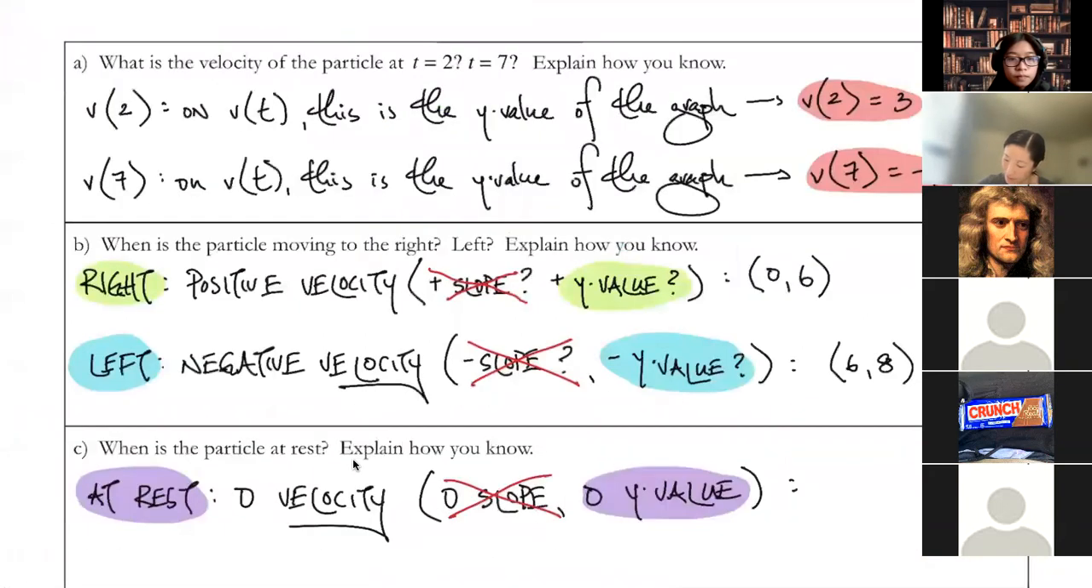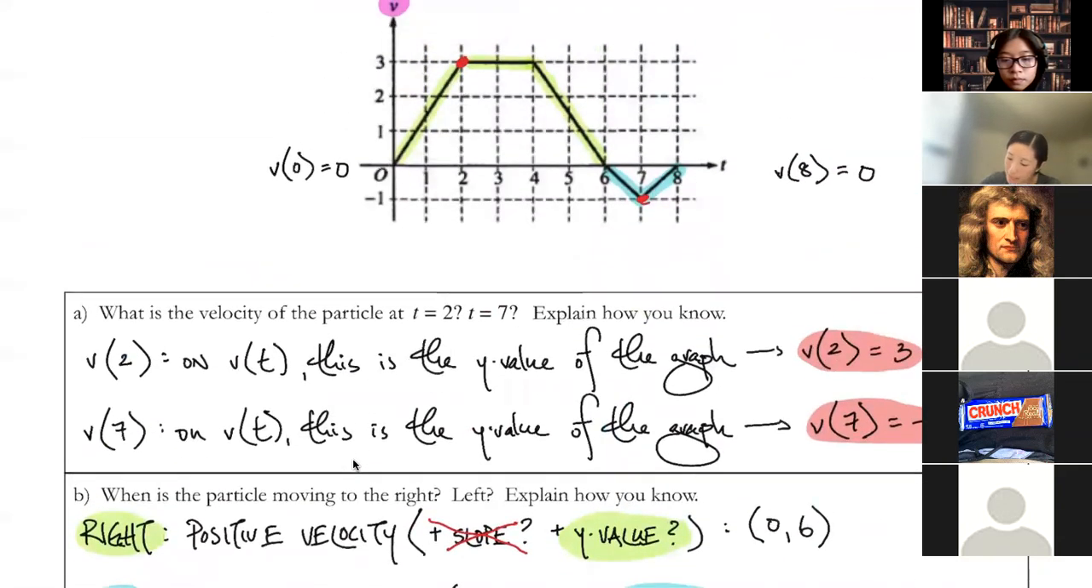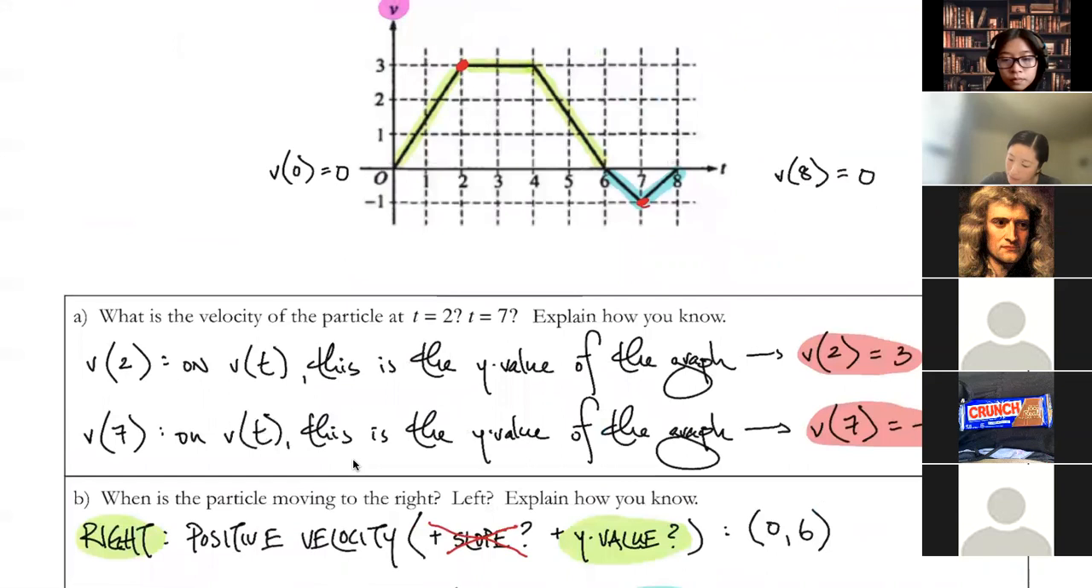Great. All right. So I think from our graph above, we've got t equals 0, 6, and 8 as our places where that particle is at rest. Okay. And again, that's because this point has a y value of 0, this point has a y value of 0, and this point has a y value of 0. Okay.